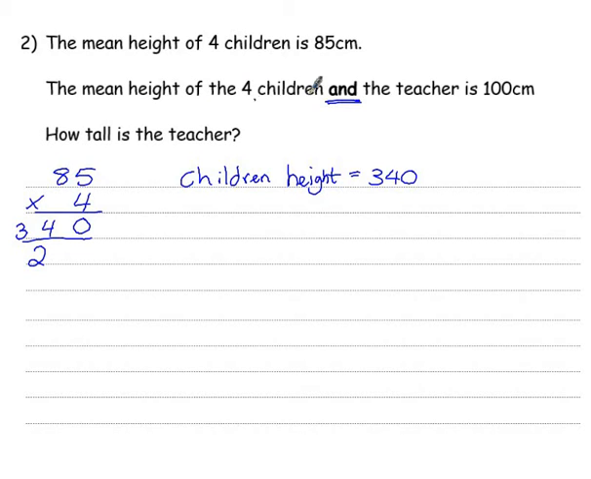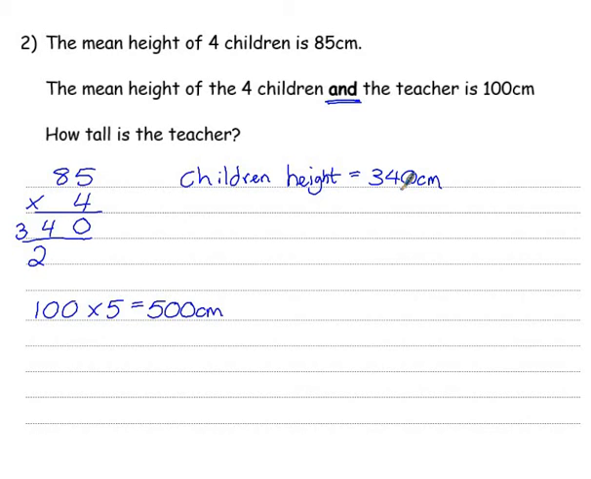Now, the mean height of the four children and the teacher is 100. A common mistake here would be to do 100 multiplied by 4. However, there are four children and a teacher. So in total, there are 5 people included here. So we would need to do 100 times 5 is 500 centimetres. So that means the four children and the teacher together are 500, and the four children by themselves are 340.